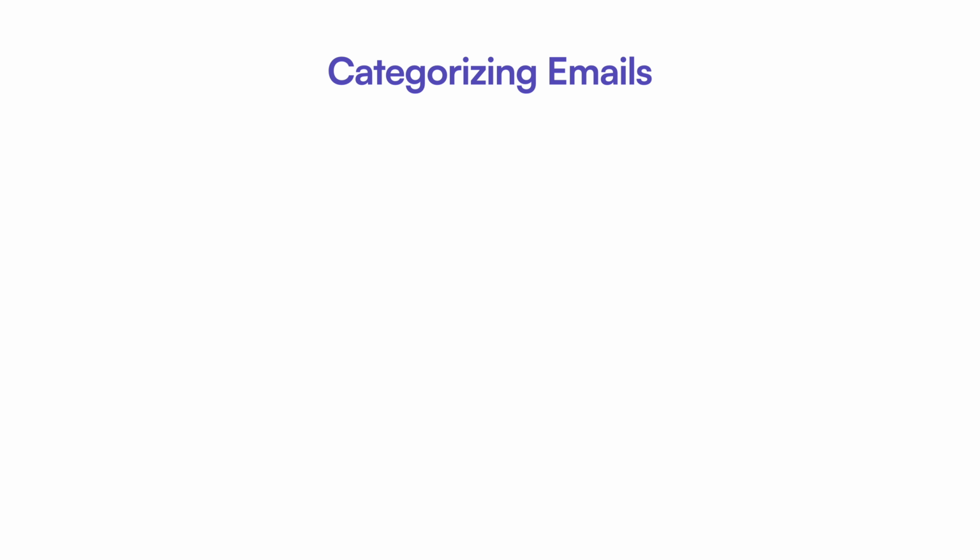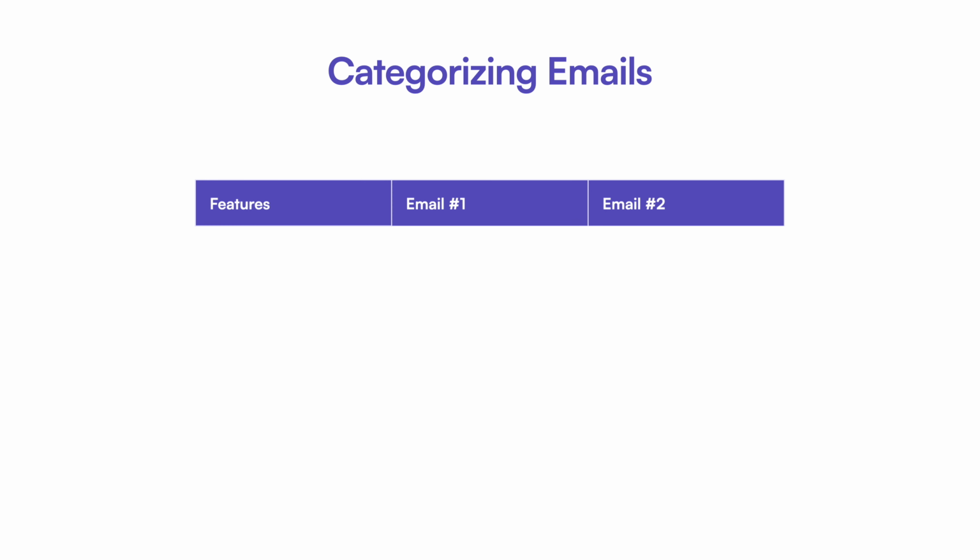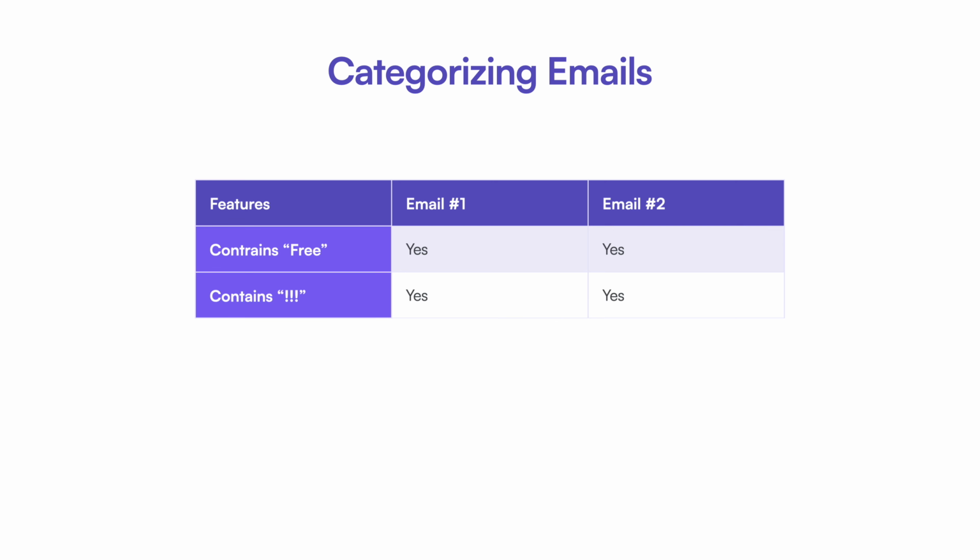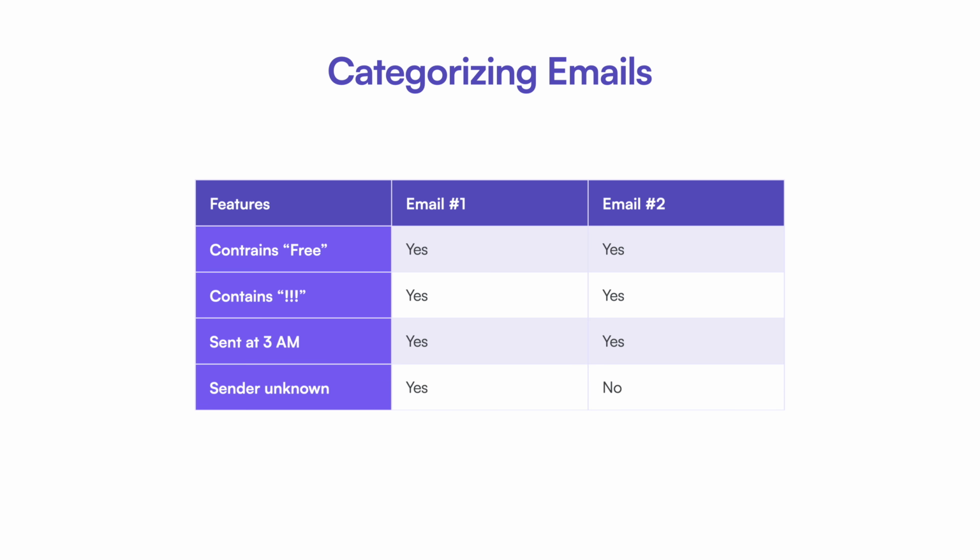Let's take another example of predicting whether an email is spam or not. Example features can be whether the email contains words like "free" or multiple exclamation marks to induce excitement, and whether the email is sent at wee hours by an unknown sender. These are features that are used to ultimately label whether the email is spam or not.